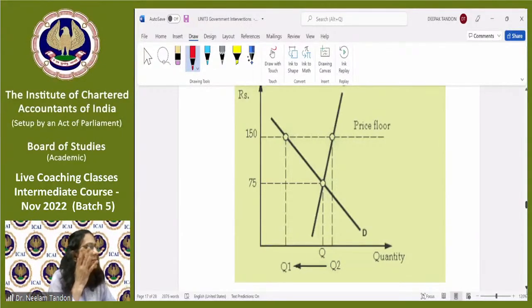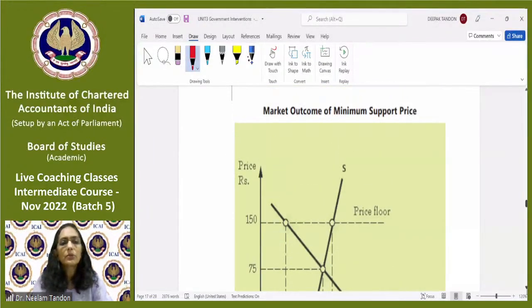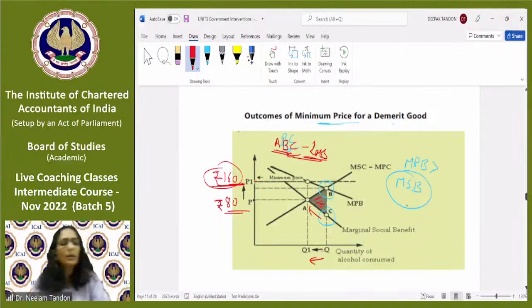Absolutely, just people are not taking care. Which chart, beta? Which chart are you talking about? This one, Surya. I'll share once again.